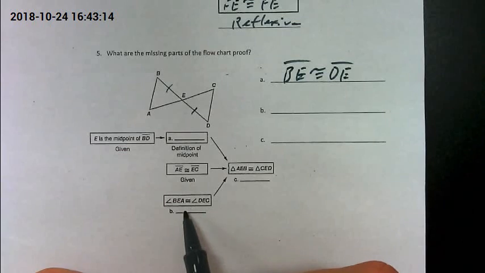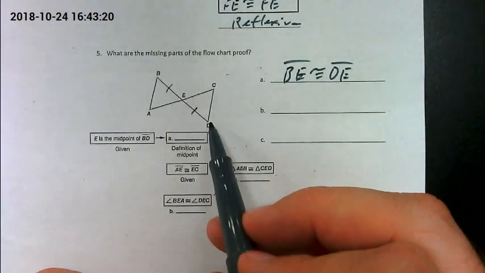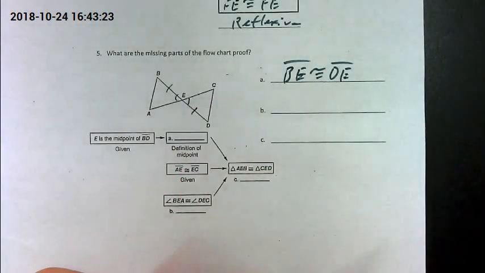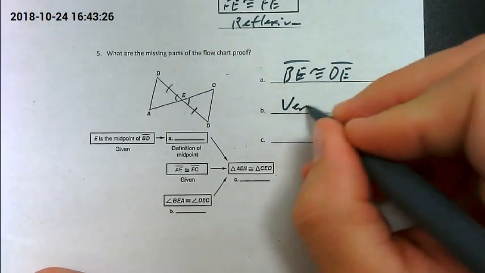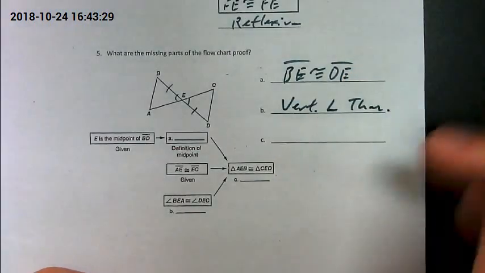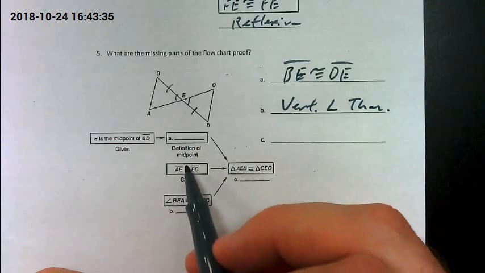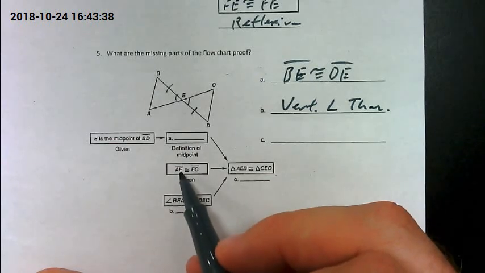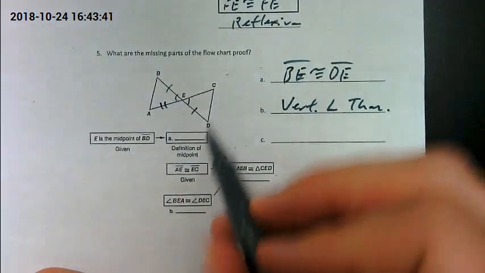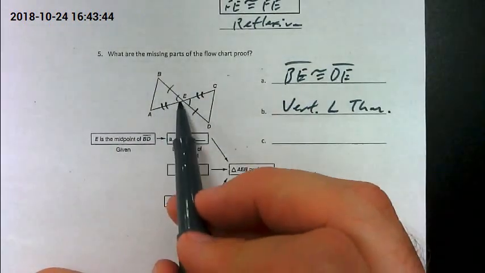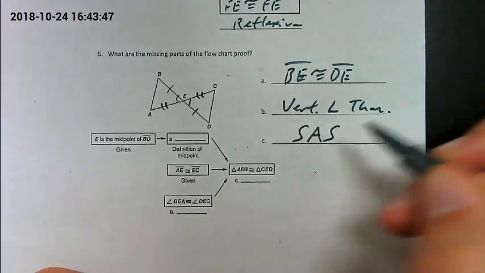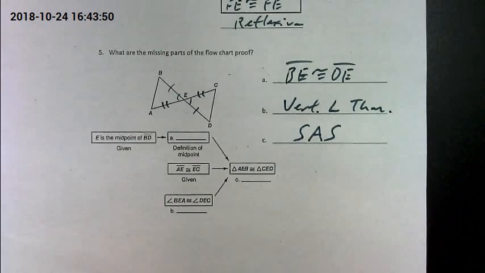Then on the bottom, you have angle BEA congruent to angle DEC. Those 2 angles are vertical. So vertical angle theorem. For C, all right. Well, we have 3 parts here. Let's go ahead and label this one on the triangle to help us figure it out, though. AE and EC. We have 2 sides and an included angle. So 2 sides and an included angle. The angle is between the 2 sides. So SAS. So again, that's the entire front.